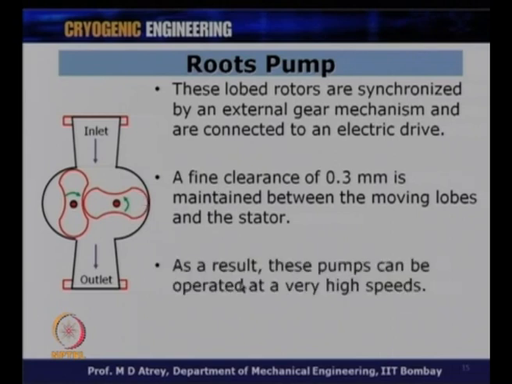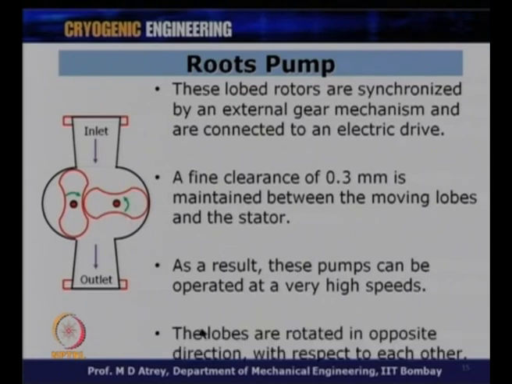As a result, these pumps can be operated at a very high speed. In the earlier case there was rubbing contact of the vane. Now, the fact that there is no rubbing contact, and there is always some clearance, means they can rotate at a very high speed, and this high speed is responsible for their ability to handle very high mass flow rates. They never have a rubbing contact, they can move freely, and therefore we can operate these at very high speeds, and this is a very important characteristic of the roots pump. The lobes are rotated in opposite directions with respect to each other.